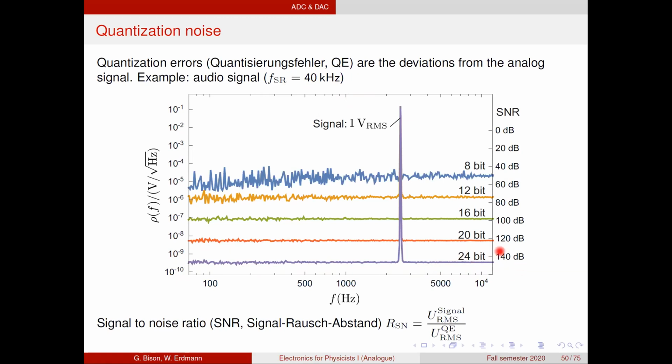But it's clear that if you have, for example, a 12-bit ADC, the quantization noise alone will make this contribution. And unless you increase the bit number, you will not be better than this level. So 12 bits gives you something like 10 to the minus 6 volts per root hertz, which again means that in a second, you can distinguish about 1 million different states.